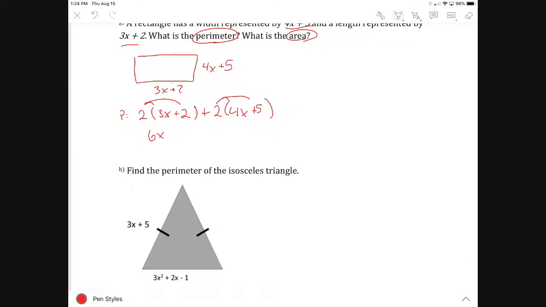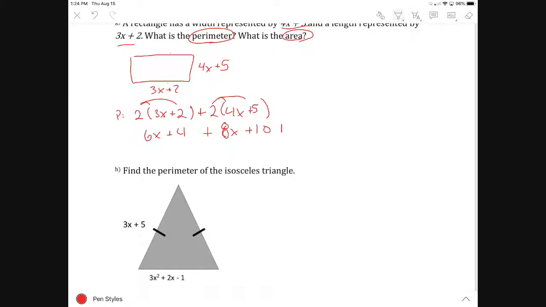So when we do that, our 6x plus 4 plus 8x plus 10, then we're going to combine like terms for our perimeter. So our perimeter is going to be 14x plus 14 units. Make sure you add the units if they don't tell you whether it's inches, centimeters, or whatever. Okay, so now we're going to go to area.